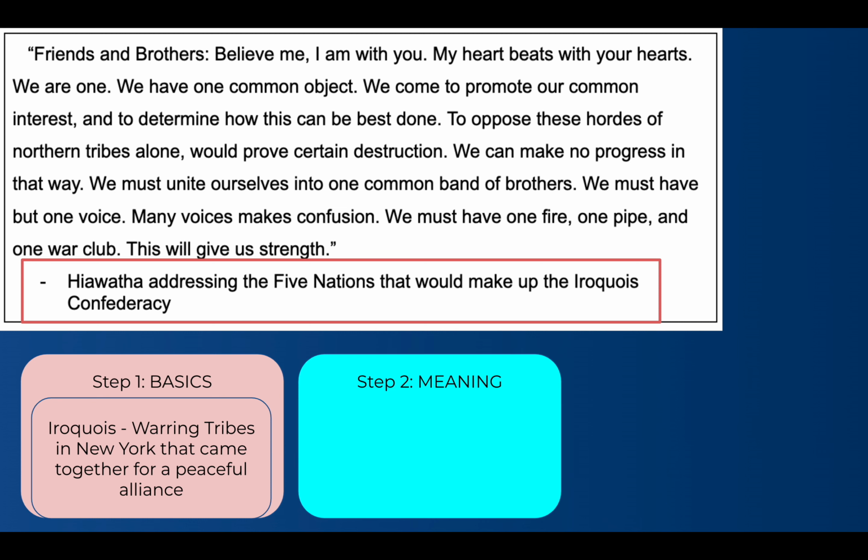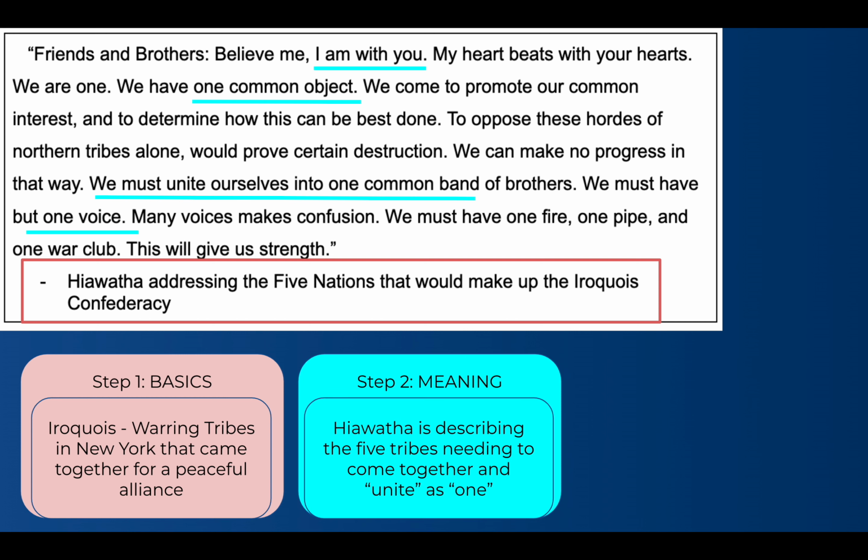And that's step 2, where we look for meaning. So if I'm reading this, I would go through and try to find parts that I can understand, parts where I can find what this document is actually trying to say. I see Hiawatha telling the Iroquois that I am with you. We are one. We have one common objective. We must unite ourselves into one common band, one voice. He keeps talking about one. He keeps talking about uniting. And from just finding the pieces that tell me that, I can find the meaning in the document.